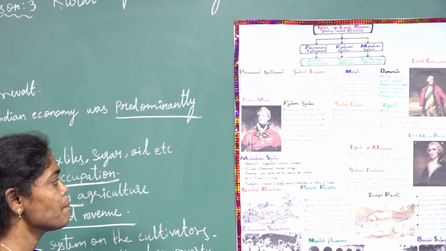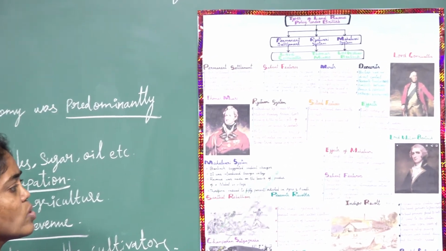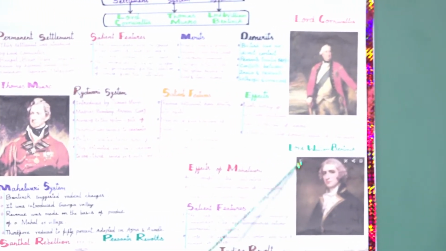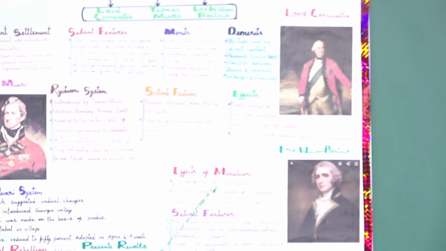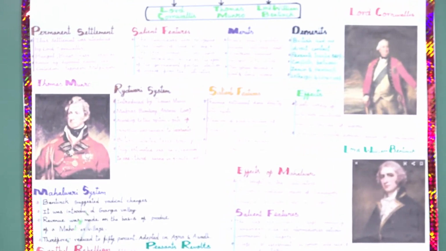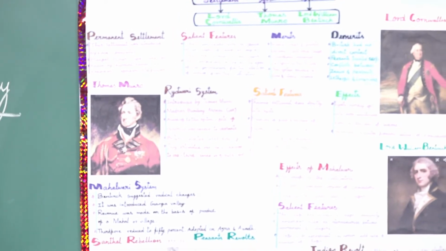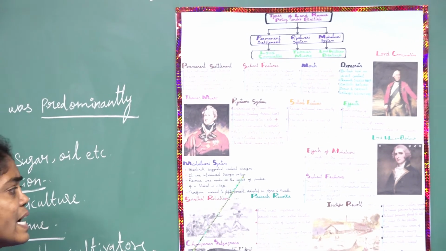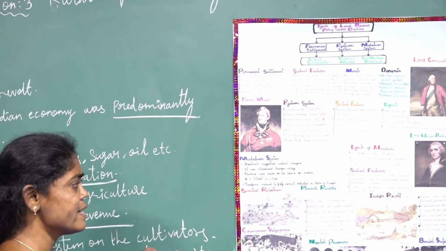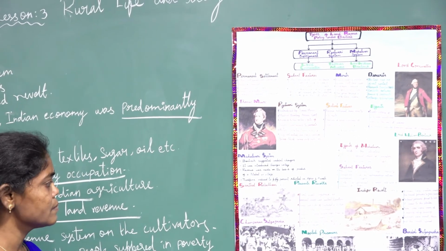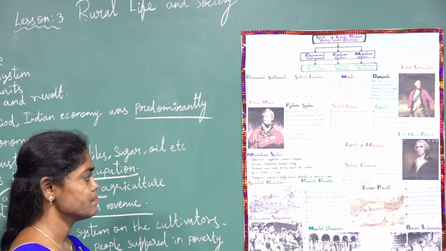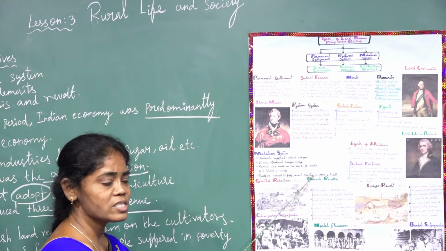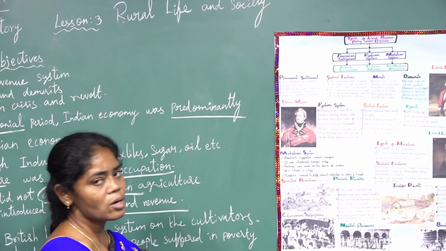Third one we will see, Mahalwari system. This was introduced by Lord William Bentinck. See this picture, Lord William Bentinck. According to this system, Bentinck suggested radical changes. Radical means great changes. He made many changes. It was introduced in the Ganga Valley. Revenue was assessed on the basis of produce of a mahal or village. Therefore, it was reduced to 50%. This system was adopted in Agra and Awadh also.